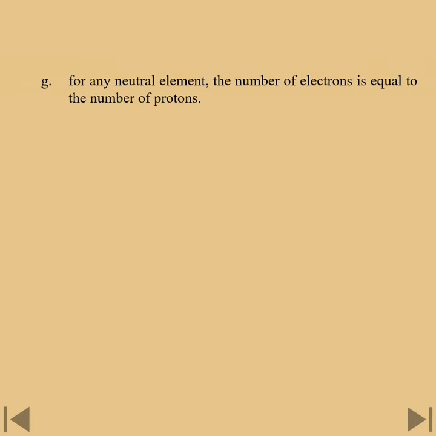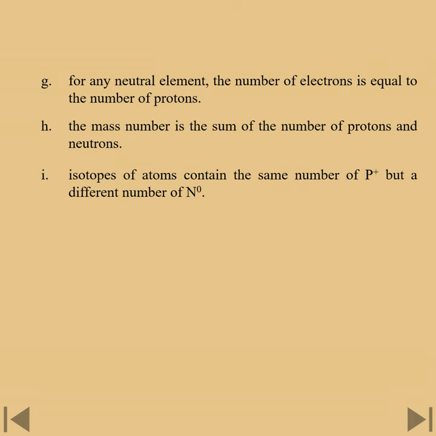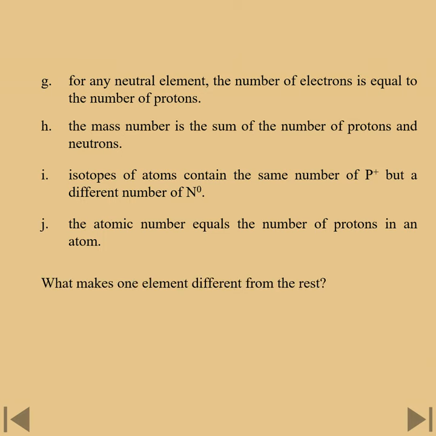Okay, for any neutral element, the number of electrons is equal to the number of protons. That's true, to be neutral. The mass number is the sum of the number of protons and neutrons. This is true. That's a definition of mass number. Isotopes of atoms contain the same number of protons but a different number of neutrons. This is true. This is pretty much the definition of isotopes. And the atomic number equals the number of protons in an atom. That's right, and that's what identifies which element you have. And what makes one element different from the rest? The number of protons in the nucleus.